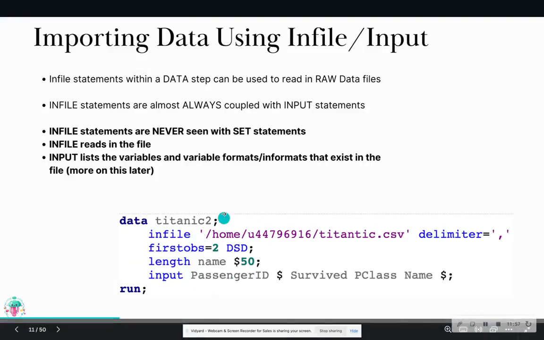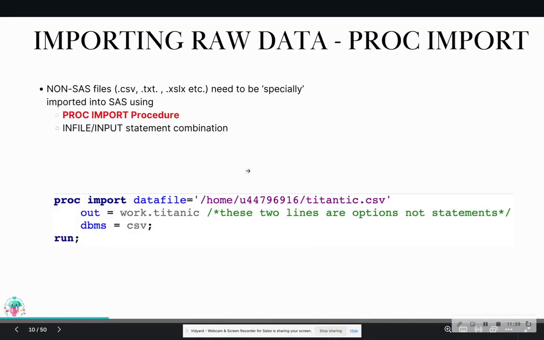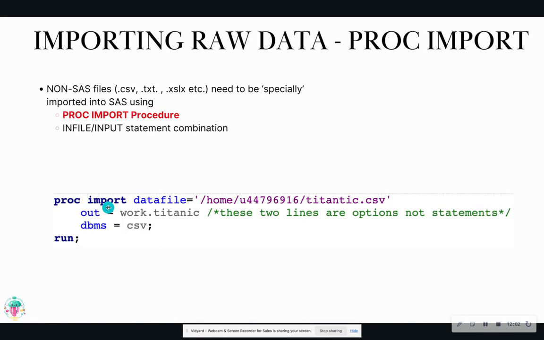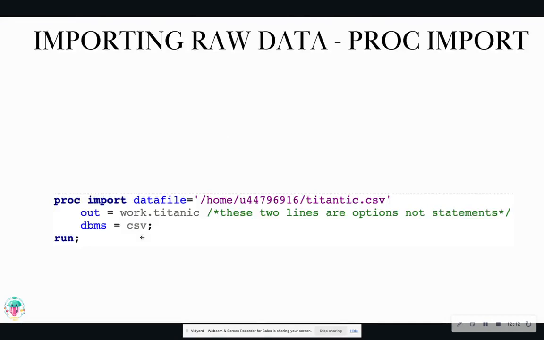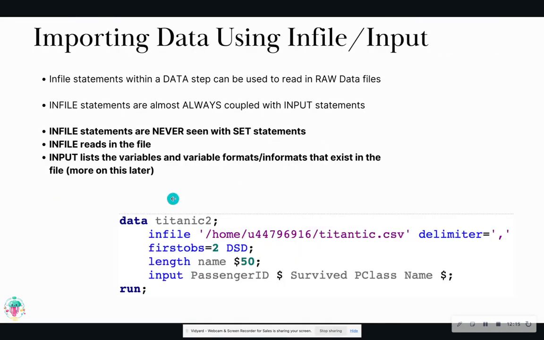So let's look at this example here and notice how it differs from the previous slide. So previously we did proc import, a procedure. Here is the file path to our CSV file. We want to store it in our work library, and we want SAS to know that it's a CSV file. Here, I'm using the data step where I now want to save this as Titanic 2. It has no library in front of it, so it's automatically going to go to my work library. This is the file path of where it's at. I say that the delimiter is a comma because this is a comma separated file.